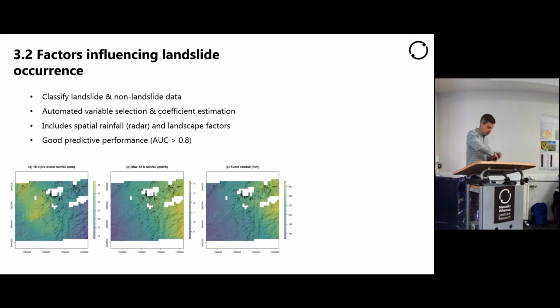Moving on now to factors that influence susceptibility. This really was about taking the data we have and trying to see what we can learn about which factors are most influential and where landslides are likely to occur. So we trained a model using landslide and non-landslide data with an automated variable selection process. So we are not manually deciding what matters and what doesn't. That's the statistical process. We used weather radar that had been calibrated with gauge data to estimate a bunch of pre-storm rainfall accumulations as well as within-storm intensities and how they vary spatially across the study area. That's just one example there.